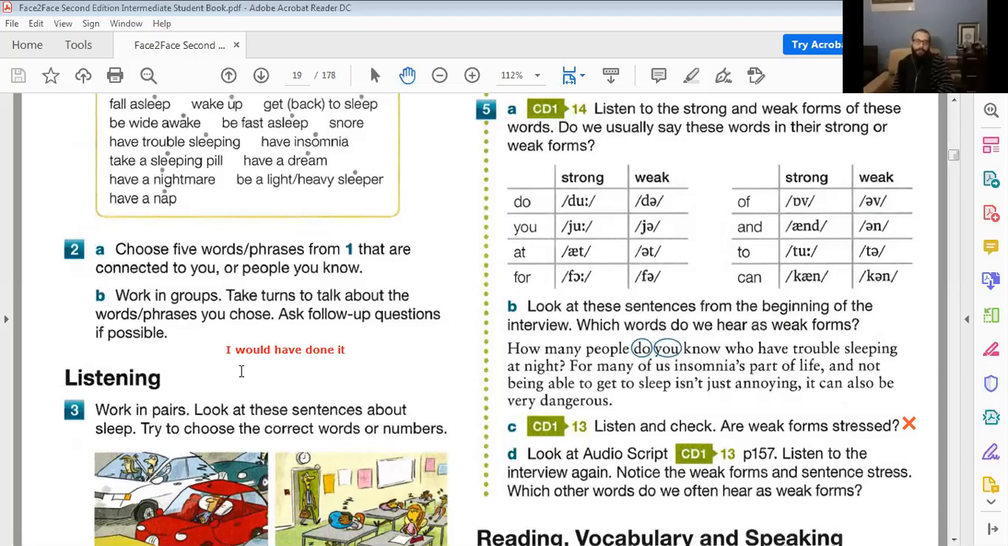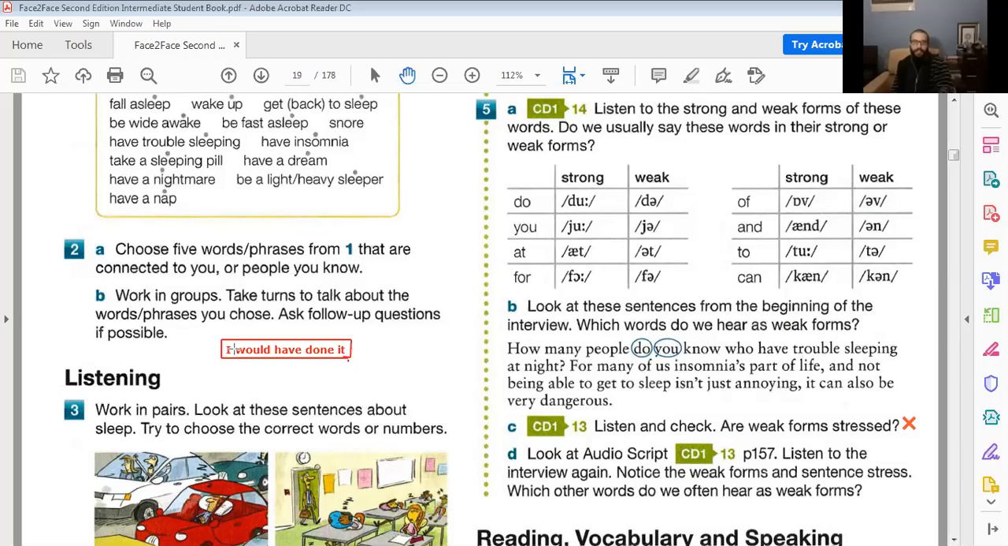Can you read this, Malak? No, all of it. Okay. Who have trouble sleeping? Sorry, this one. Can you see this? Yes, okay. Are weak forms stressed? Malak, where are you? What are you reading? Yes, I see where it is. On the left. Okay, I'm sorry. I would have done it.